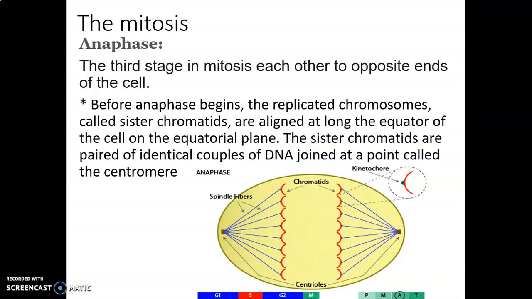Anaphase is the third stage in mitosis, in which the chromatids move toward the opposite ends of the cell. Before anaphase begins, the replicated chromosomes, called sister chromatids, are aligned at the equator of the cell, on the equatorial plane. The sister chromatids are pairs of identical copies of DNA joined at a point called the centromere.